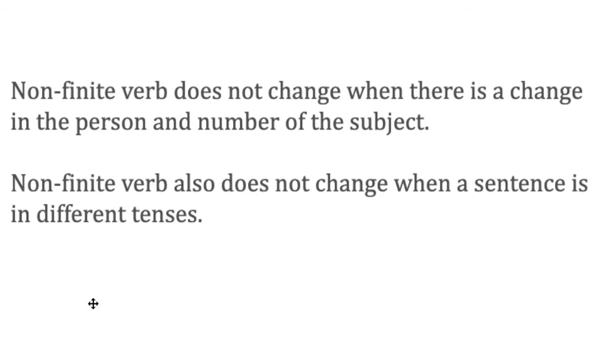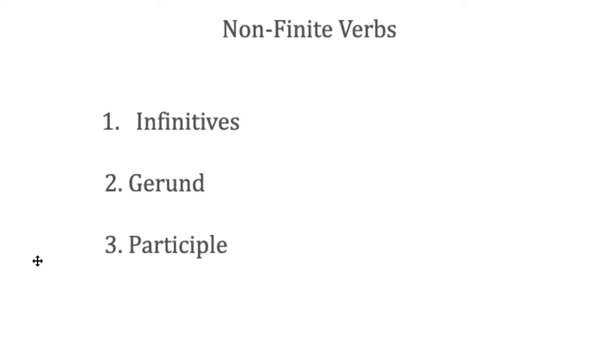In a nutshell, you can define that non-finite verb जो होता है वो change नहीं करता है, even though आप subject या number of person को change करते हो या tense को change करते हो. Okay, so ये हो गया हमारा non-finite verb. Based on this observation, हमारे पास तीन तरीके के non-finite verbs होते हैं. पहला होता है infinitives, दूसरा होता है gerund और तीसरा होता है participle.